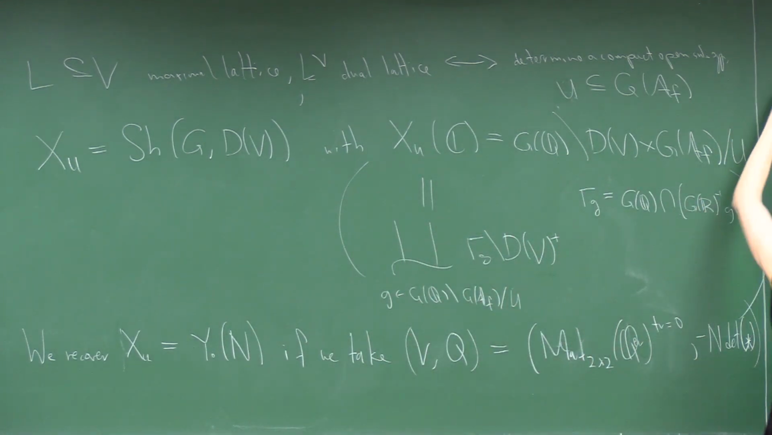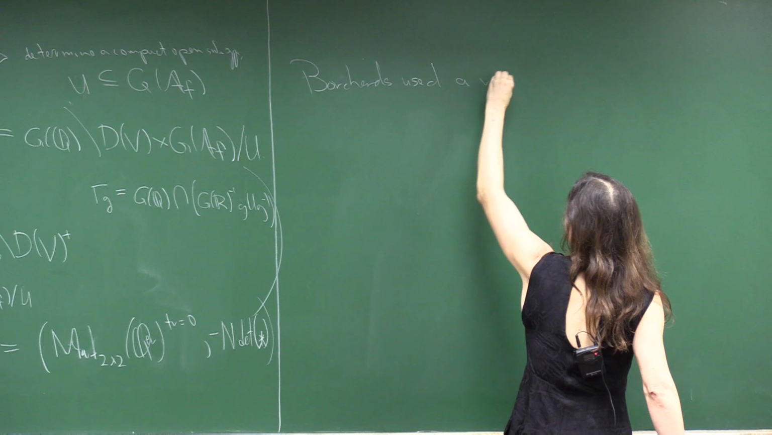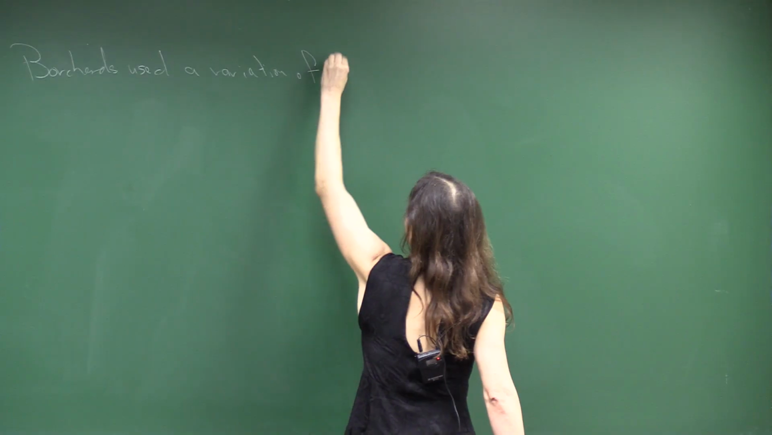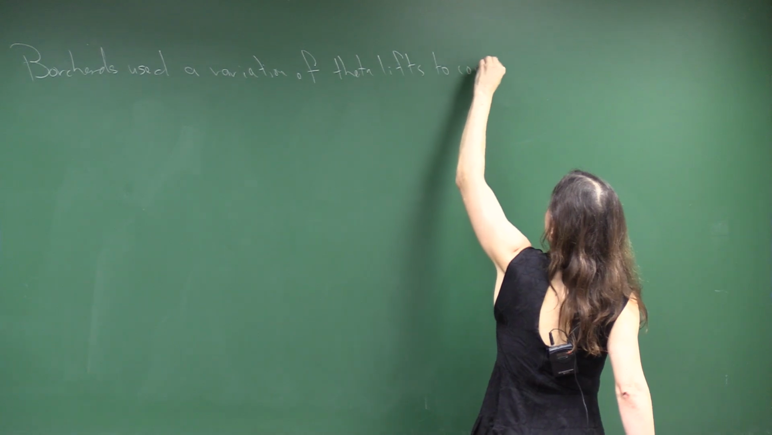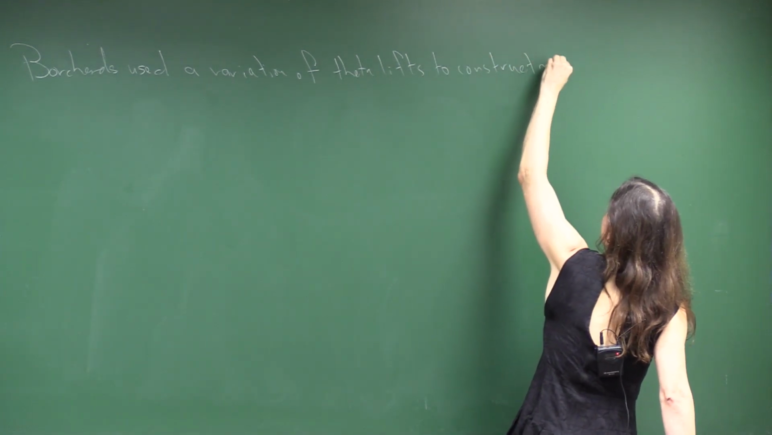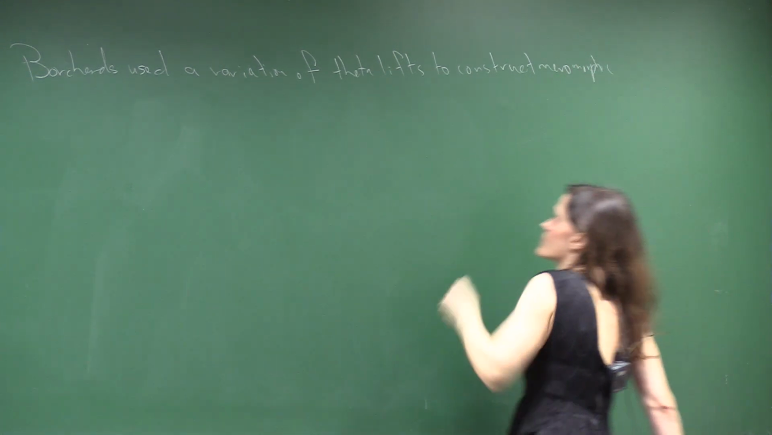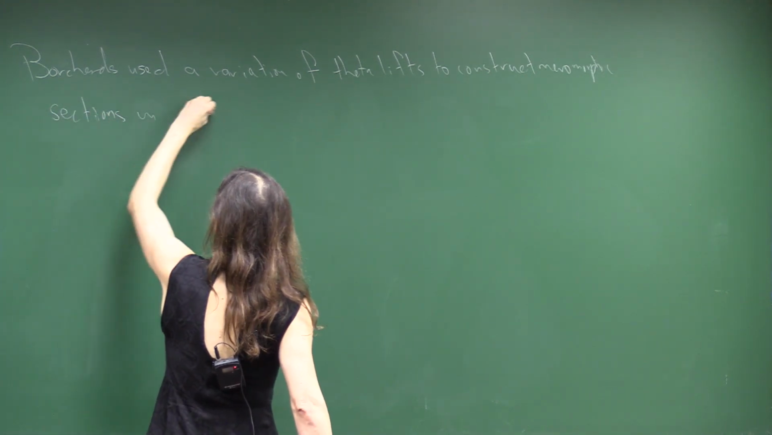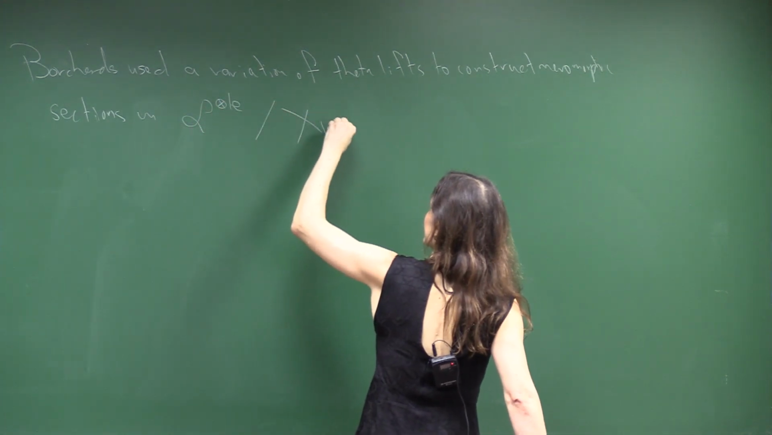Okay, so Borcherds used some variation, a highly non-trivial variation, of a theory of theta lifts to construct meromorphic sections in some line bundle, or some sort of tensor product of line bundles, over these Shimura varieties.